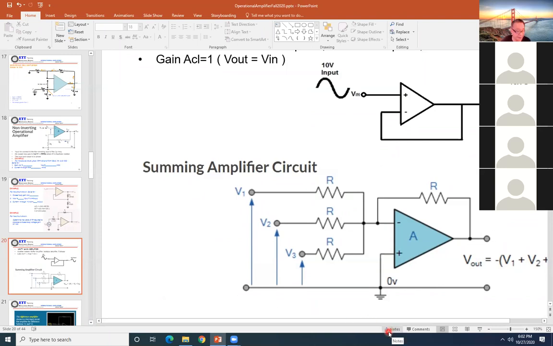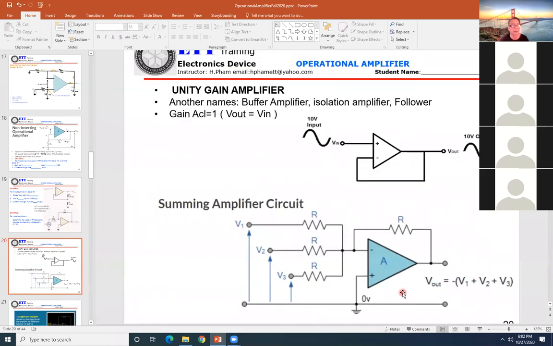Okay, next will be the summing amplifier. You can see now they're using inverting. However, they get not only one input, they get V1, V2, and V3. And R here means the RF. That's what they call a summing. So in order to get the output, V out could be equal to minus V1 plus V2 plus V3. If you get more inputs, then keep adding up.